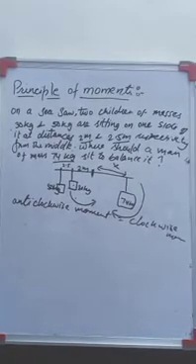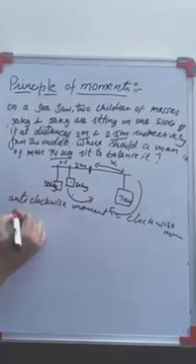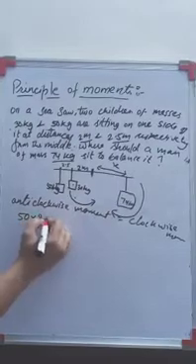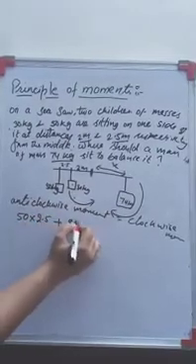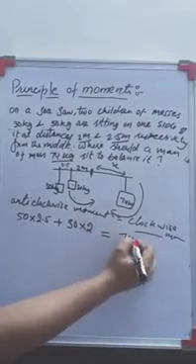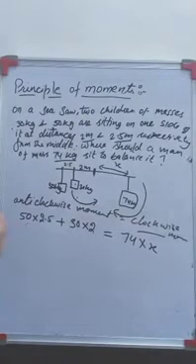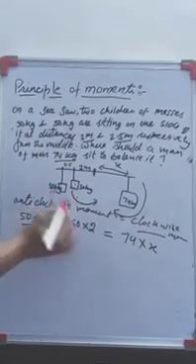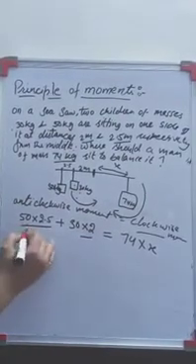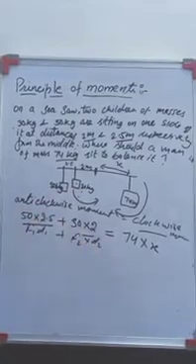Now, for anti-clockwise, we are having two movements, right? That means, what is the movement? The algebraic sum of all the movements, right? That means, for this, it will be 50 into distance, 2.5, plus 30 into 2 will be equal to clockwise movement, that is 74 into x. Is it clear what I have done? This is the movement due to this, and this is the movement due to this child. So we have calculated F1 D1 plus F2 D2, right?